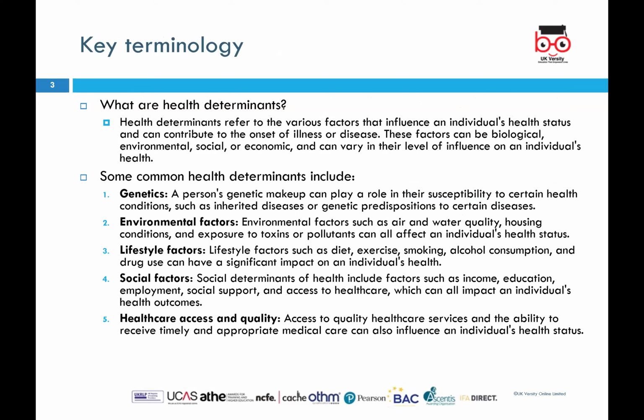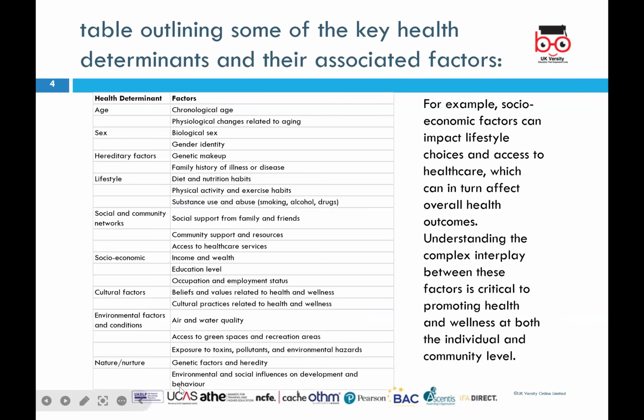These factors can be biological, environmental, social, or economic, and can vary in their level of influence on an individual's health. So some common health determinants which we talked about were genetics, environmental factors, lifestyle factors, social factors, healthcare access, and quality. We talked all about these factors.